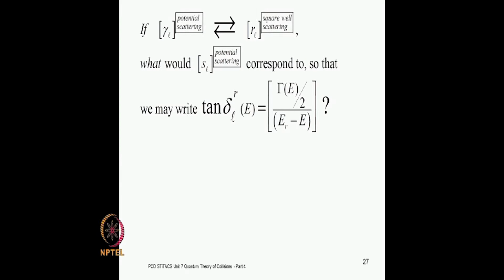if we were to write the tangent of the phase shift using a similar expression, what would be the meaning of gamma? It could be different, okay? Because you are reinterpreting this in terms of the square well parameters, but for a potential case, presuming that gamma being equal to R works even for other cases.